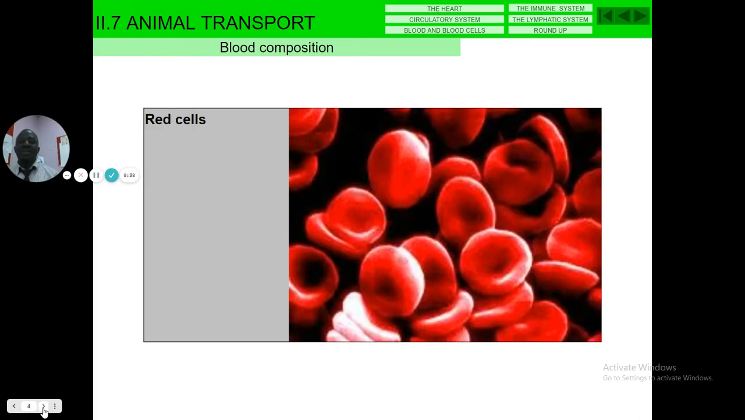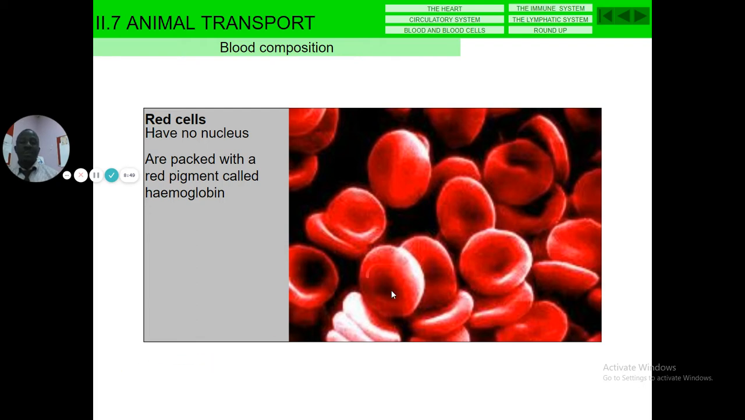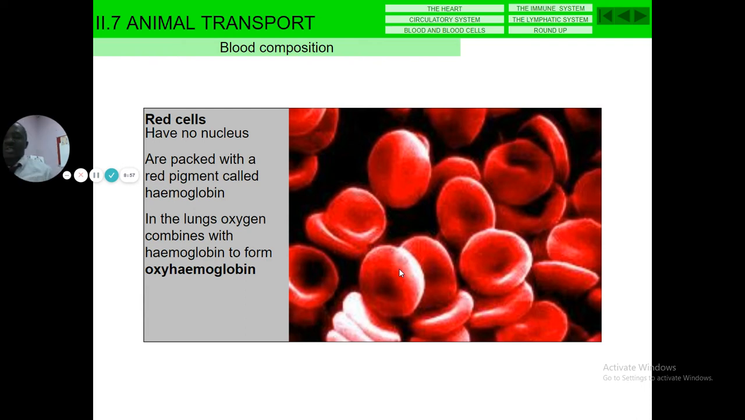So when you look at red blood cells again, we will see that they have no nucleus. They are packed with red pigments called hemoglobin, and this hemoglobin is very important. It has a high affinity for oxygen. So in the lungs, oxygen combines with hemoglobin to form oxyhemoglobin, which is the form in which oxygen is transported to the rest of the body tissues, where it is needed as a raw material for aerobic respiration, and carbon dioxide is dropped there.